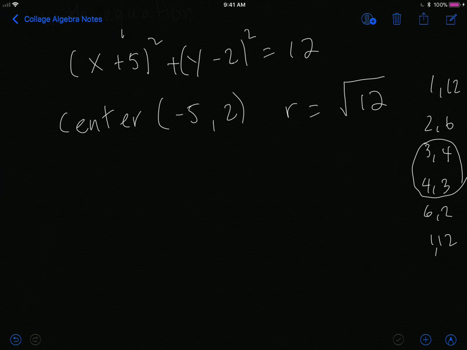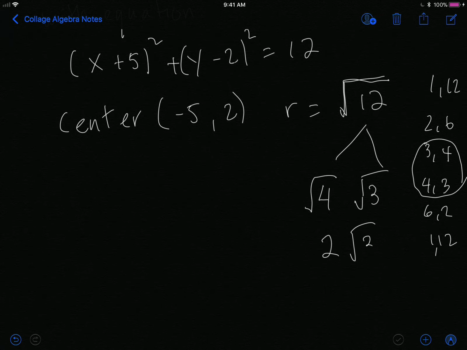Well, it so happens that only this pair right here has a number that's a perfect square. So all we simply do is we take the number 12 and we say, well, 12 is 4 times 3, but I am taking the square root of 12, and so that means I have to take the square root of 4 and the square root of 3. Well, what's the square root of 4? 2, and I cannot simplify radical 3. And so the answer, therefore, is 2 radical 3.